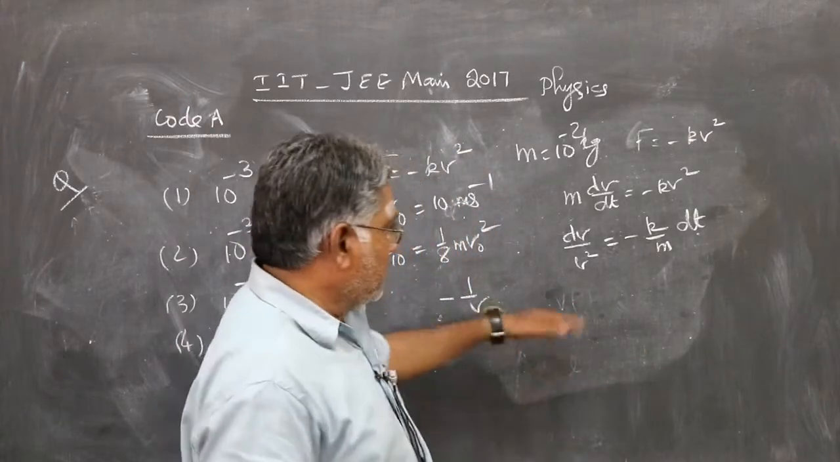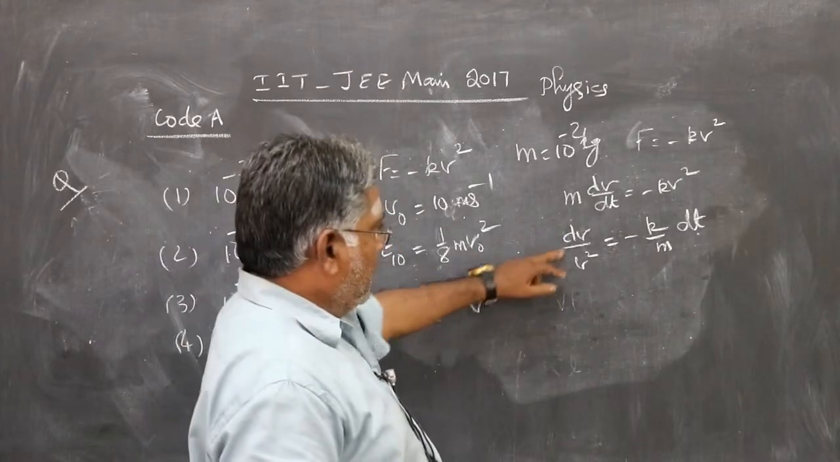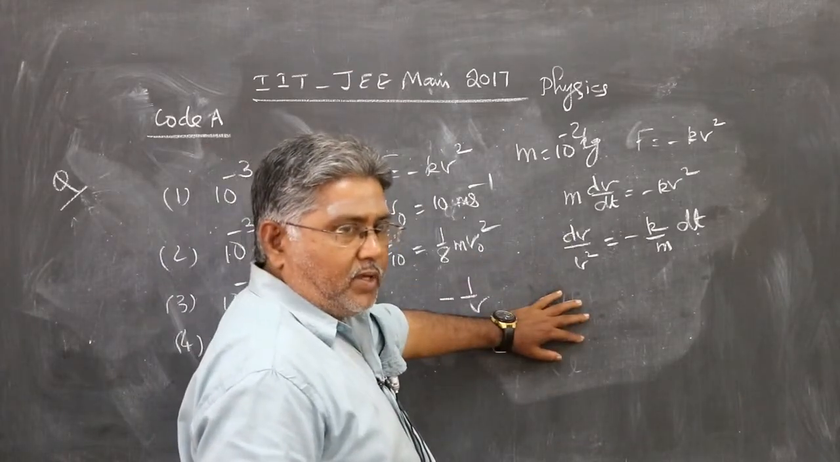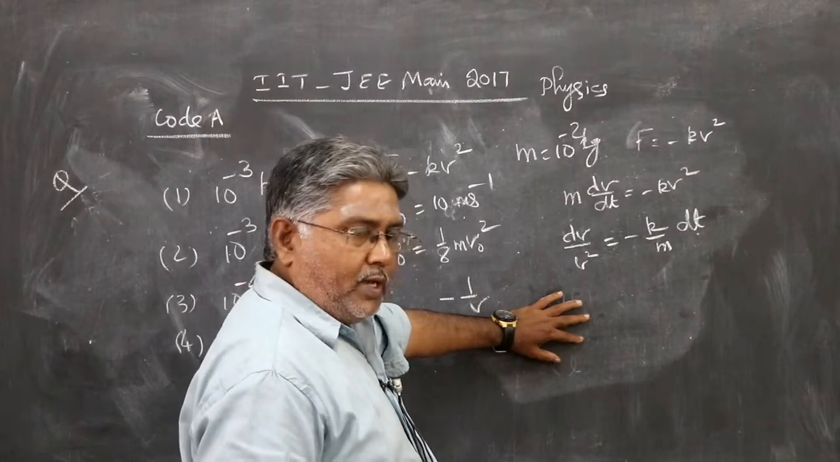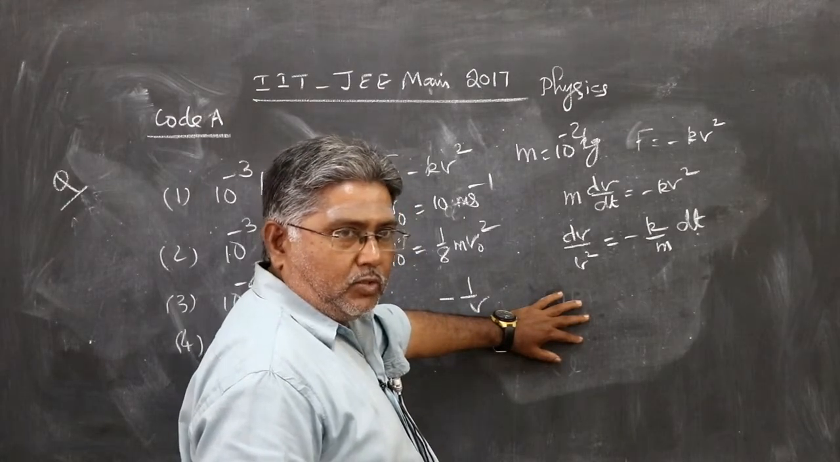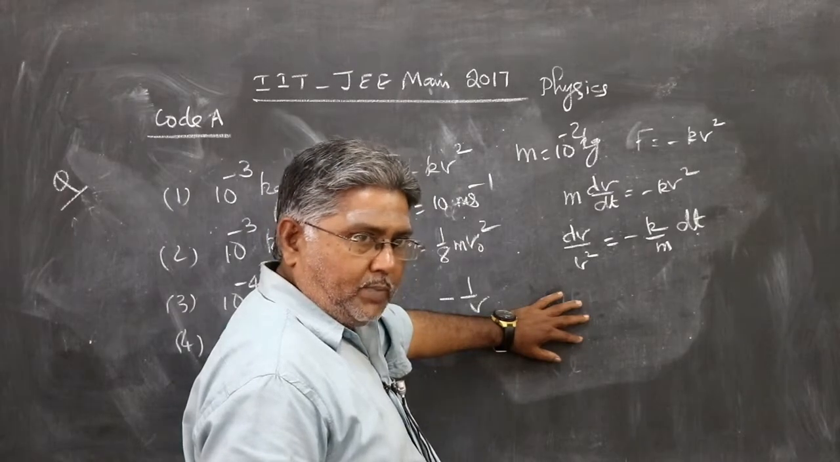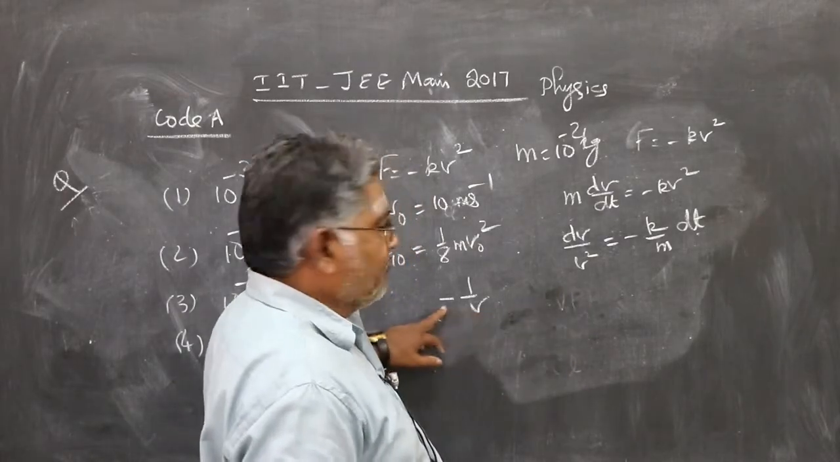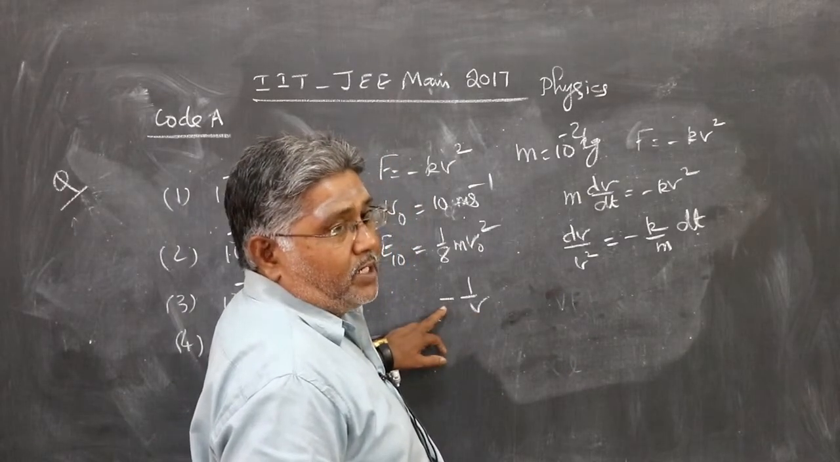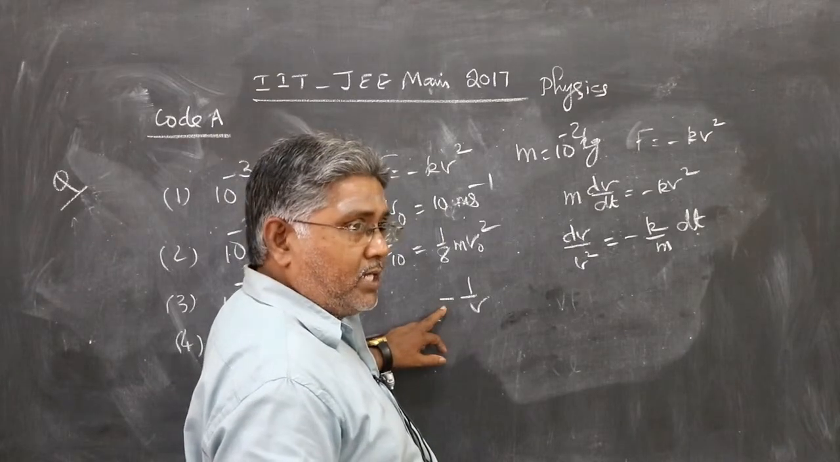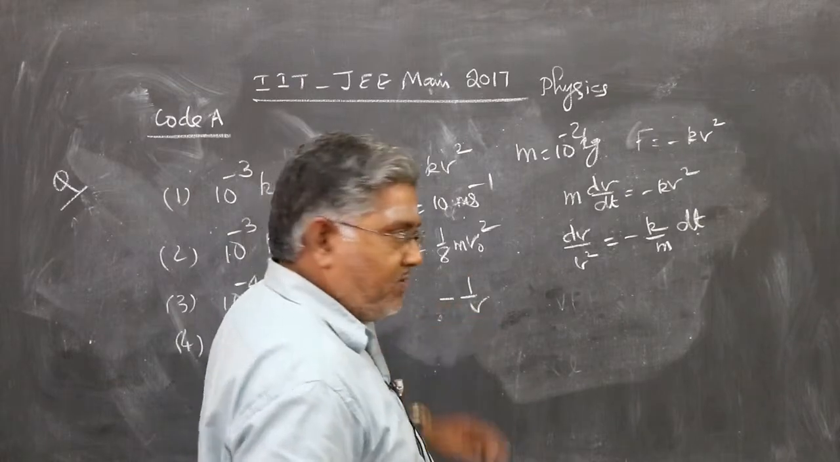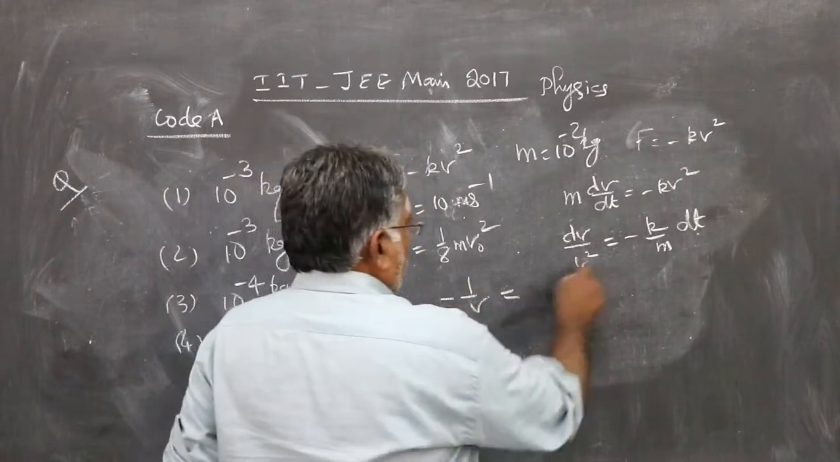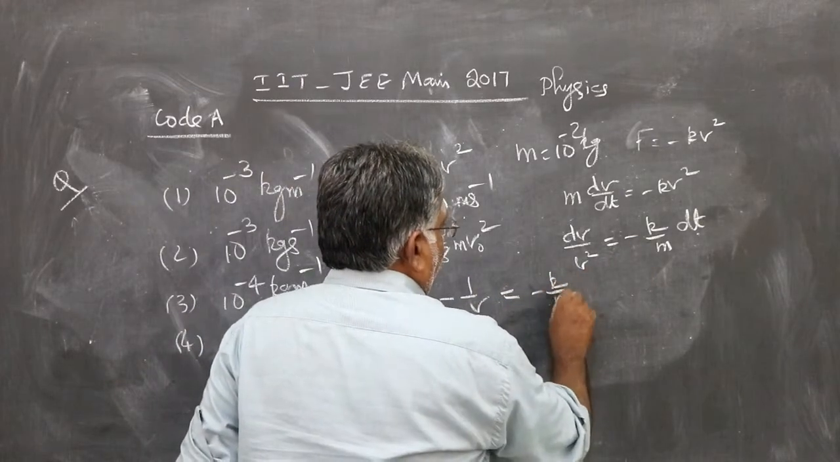So I am not writing all the steps here. Integral dV by V square, 1 by V square, V power minus 2. So on integration, V power minus 2 plus 1 by minus 2 plus 1. So denominator minus 1. Numerator V power minus 2 plus 1, so numerator V power minus 1. V power minus 1 in the numerator is 1 by V. On the right side, minus k by m into t.